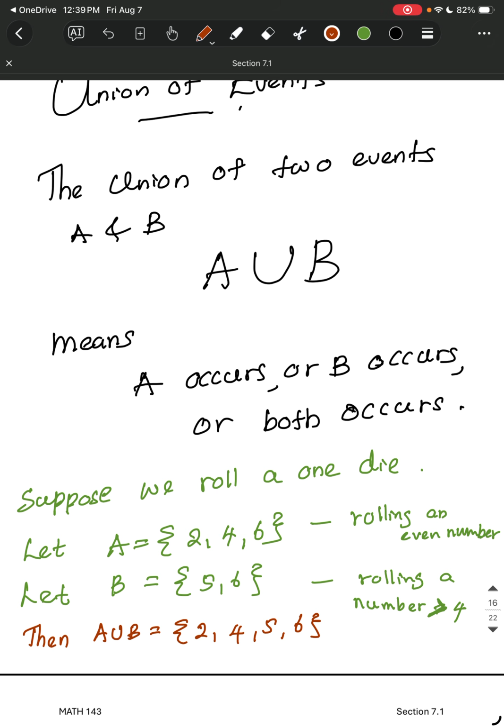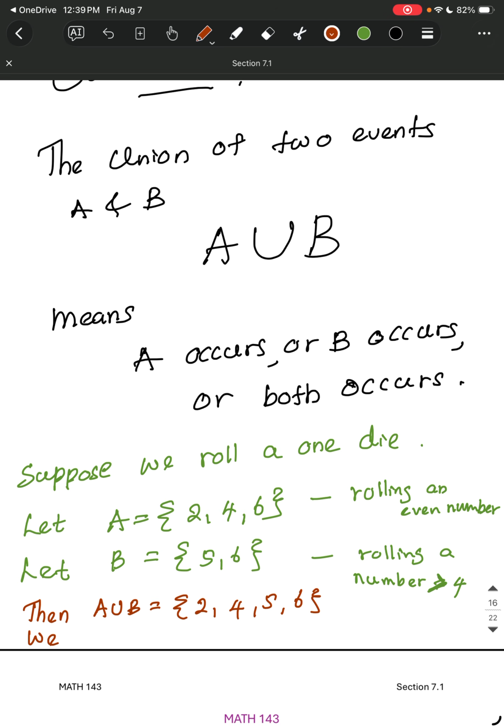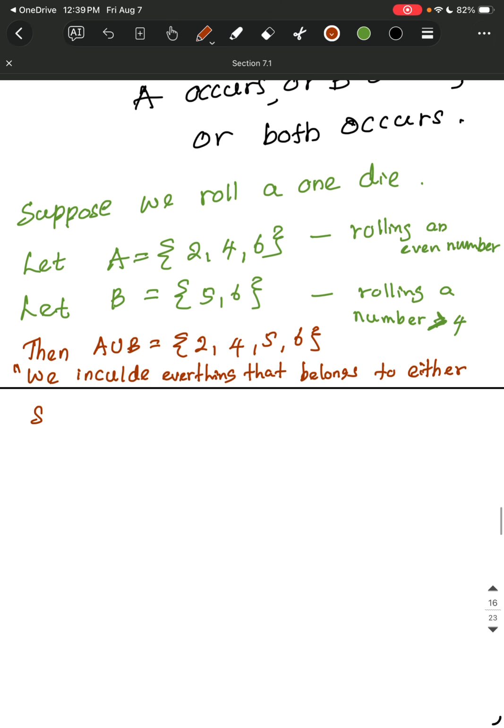We include everything that belongs to either event, but we list 6 only once. A or B or both.